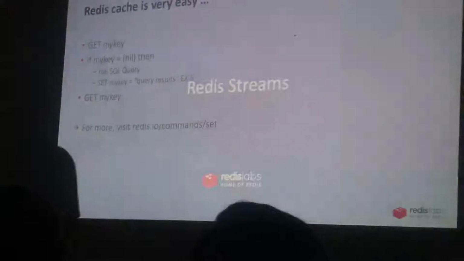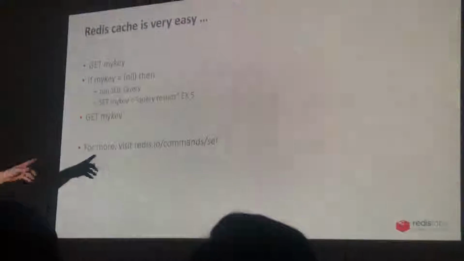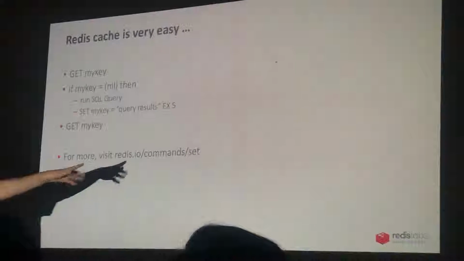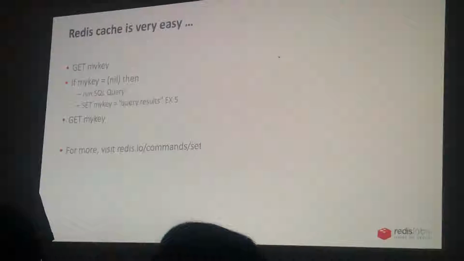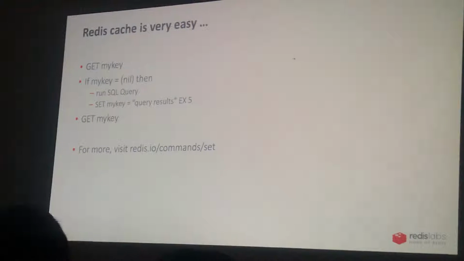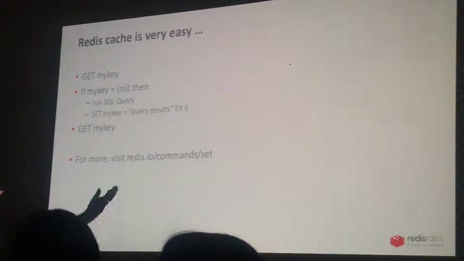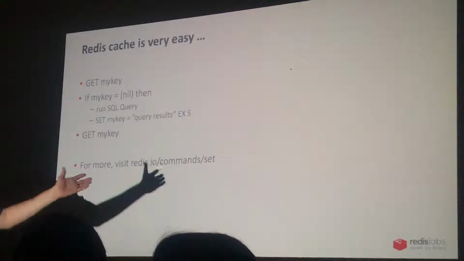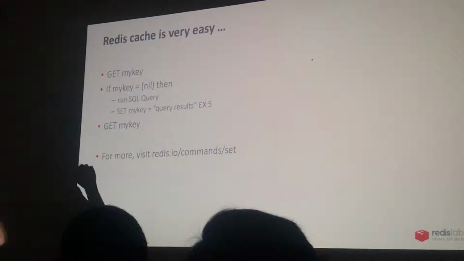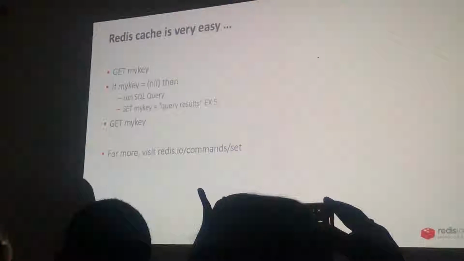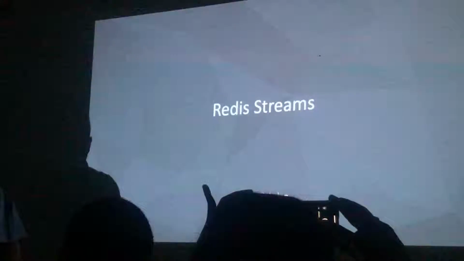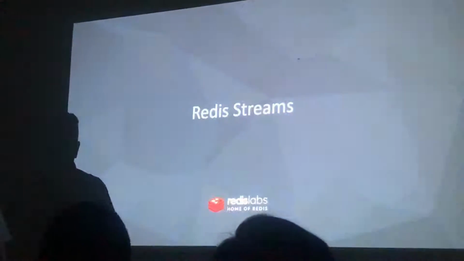Okay, and by the way, just go to redis.io/commands/set, and there's the information you need on how to use the set command. And it's basically the same thing for all of them, just go to /commands, and you'll see them all. It's a very easy website to follow. The documentation is great. All right, but what I'm here to talk to you about is Redis streams.